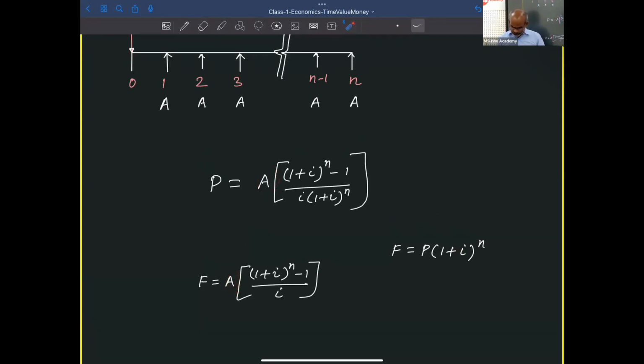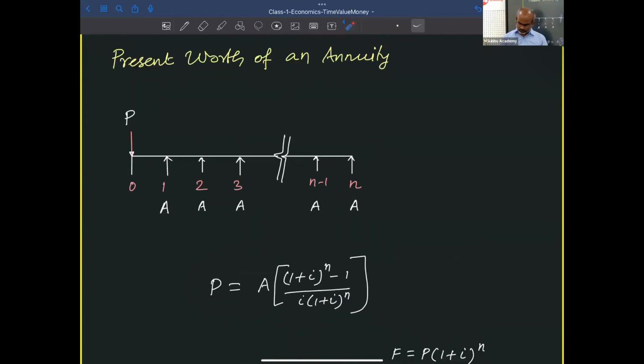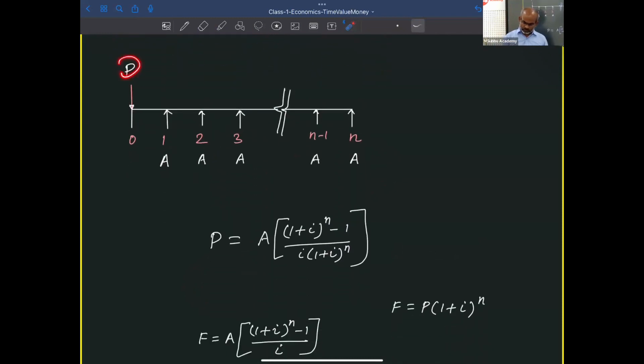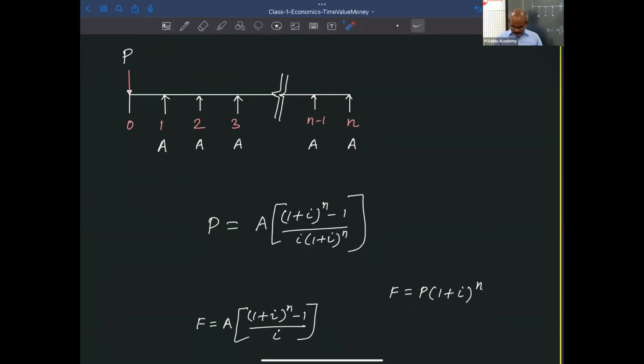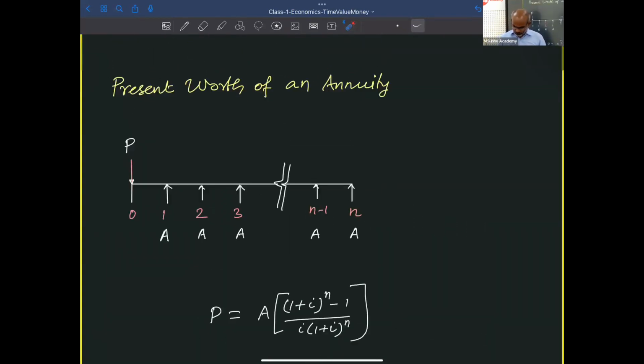Of course, to get this formula, it is enough to know the future worth of periodic payments. Of course, the payments are made at the end of a payment period. So here also, we are getting a loan amount P, and that loan is repaid at the end of a period. Okay.